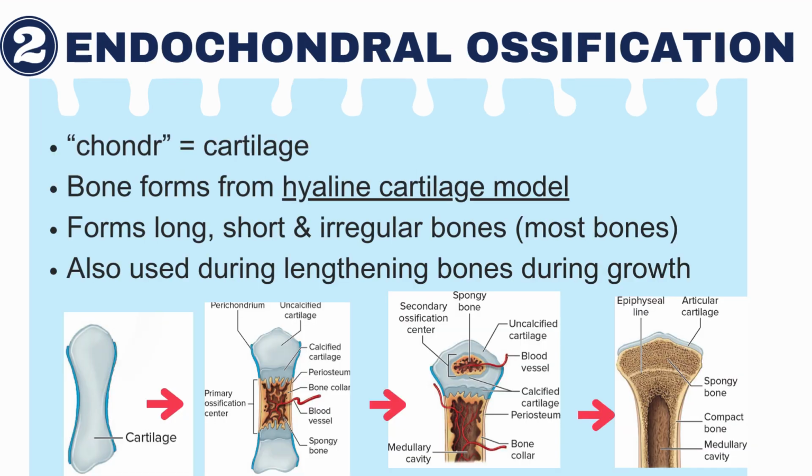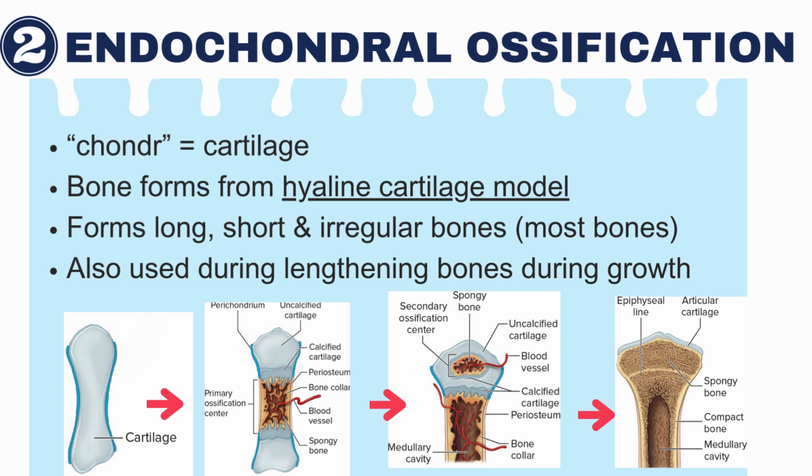The second way we make bone is through endochondral ossification. This is the way most of our bones are formed. If you've taken medical terminology, you learned that the root chondr means cartilage. So endochondral ossification relies on a cartilage model to form bones. In endochondral ossification, a hyaline cartilage model develops. The cartilage model looks roughly the same shape as the bone will look once ossification is completed. Look at the leftmost image to view the cartilage model.